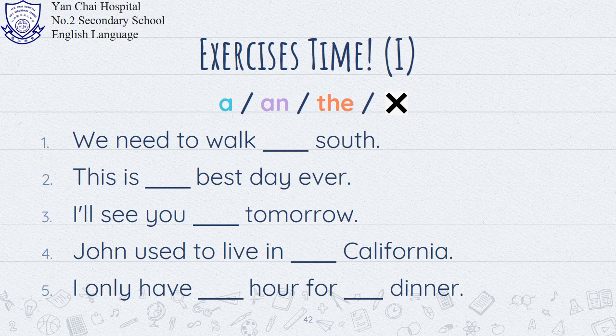Exercise time. Please choose the correct article a, an, or the. If no article is needed, put a cross on it. You have 1 minute to finish this task. You may start now.